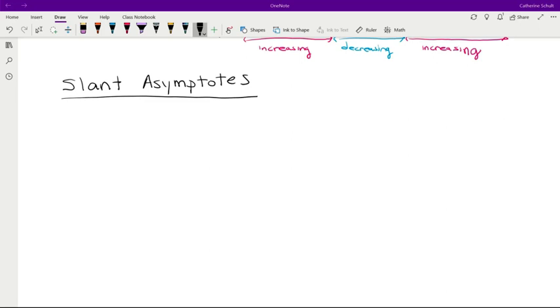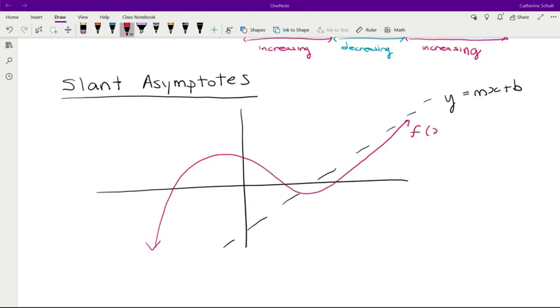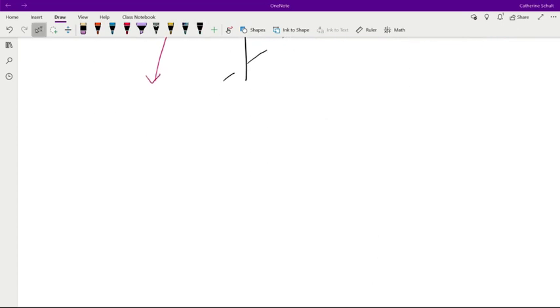And essentially a slant asymptote, rather than approaching a vertical or a horizontal line at infinity, our function will approach just some other line, like y equals mx plus b. So now that is our asymptote at infinity, and then maybe our function behaves something like this, okay? All right, and then this is our f of x. Okay, so let's examine this. We looked at this in pre-calculus, but of course, let's give it a calculus twist.